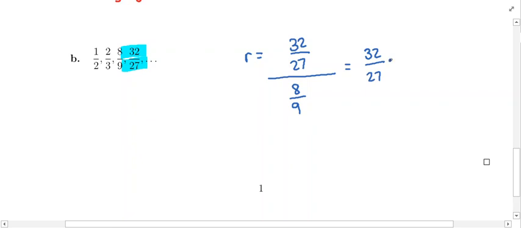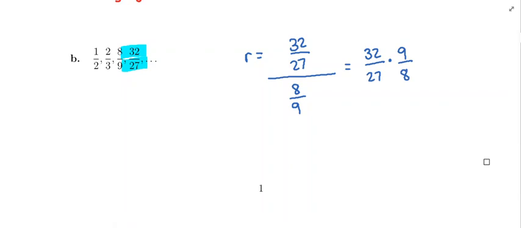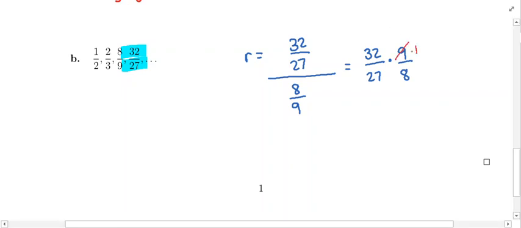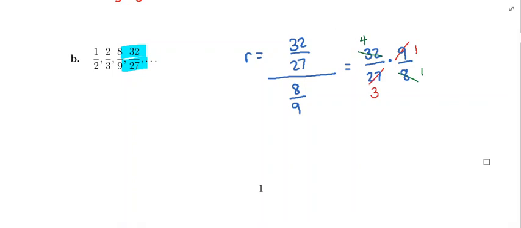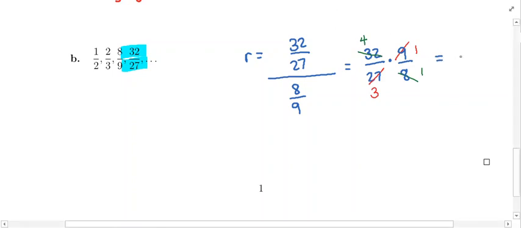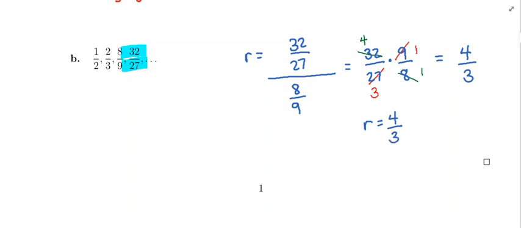So we need to change the division to multiplication and flip the bottom fraction. Then we can do 9 goes into 9 once, 9 goes into 27 3 times, and we can also do 8 goes into 8 once, 8 goes into 32 4 times. If we just multiply across the top and bottom, 4 times 1 is 4, 3 times 1 is 3. The common ratio here is 4/3. Here's your R value.